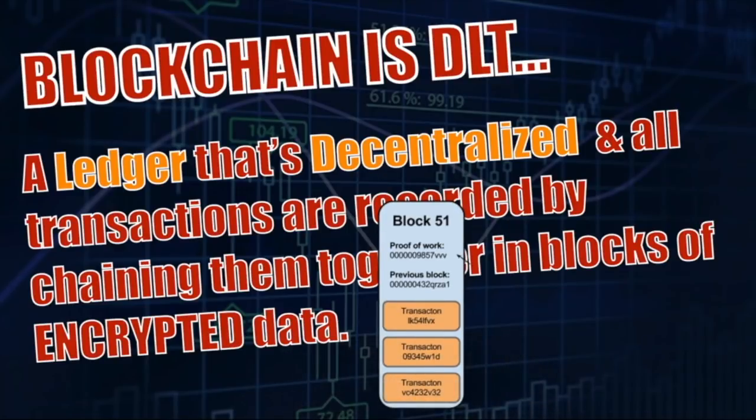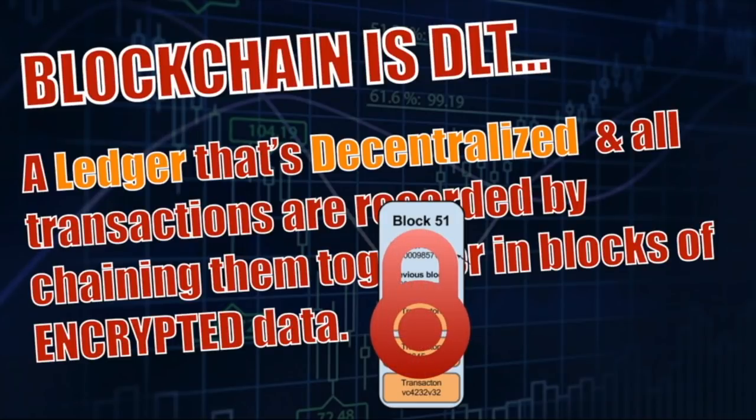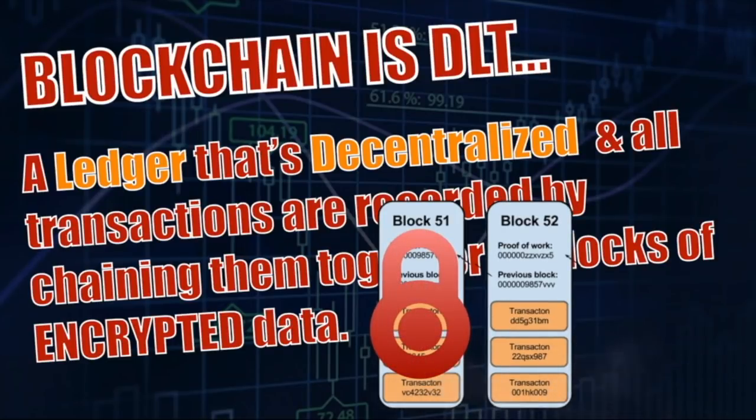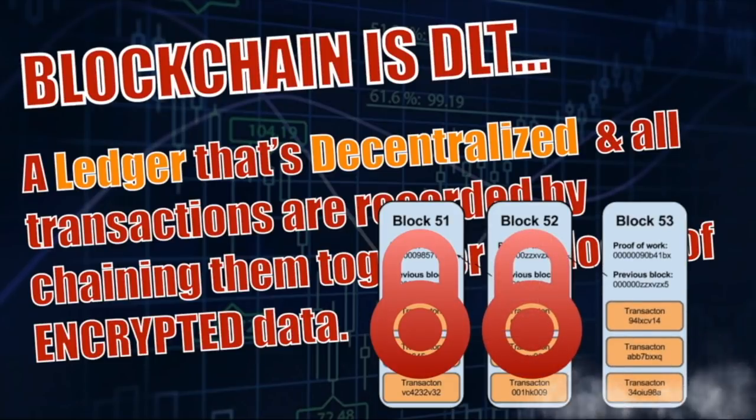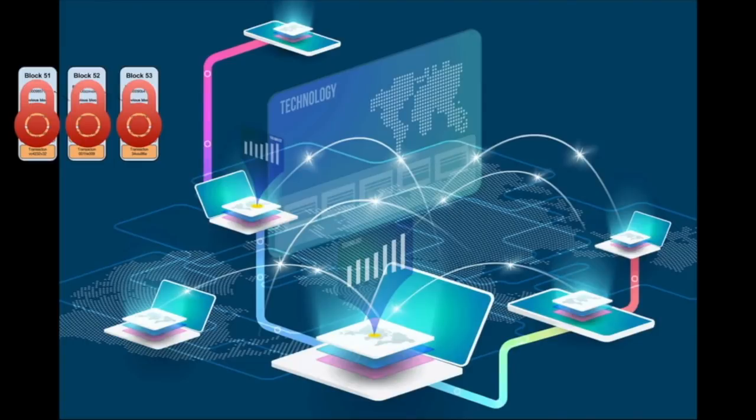So somebody does a transaction, and that's block 51 out of thousands of blocks, and they encrypt it. Next one is block 52. Someone else does a transaction, and they encrypt that. And then block 53, and they encrypt that. And that is essentially blockchain. So you have these chains and chains and chains of blocks in distributed ledger technology.